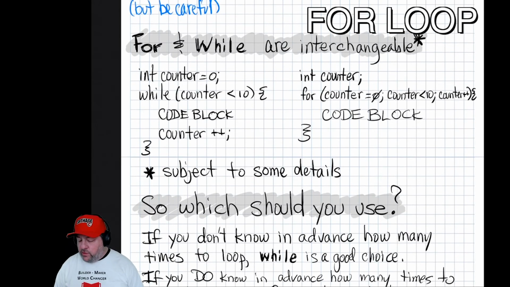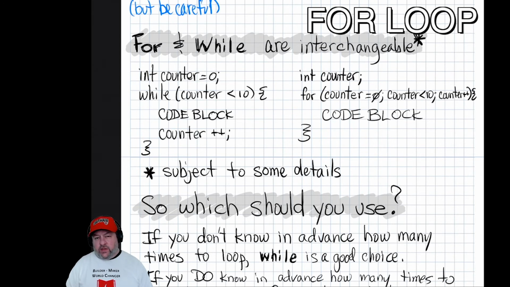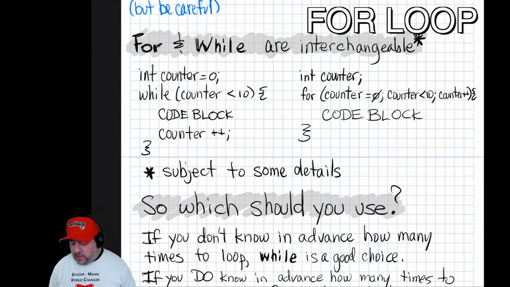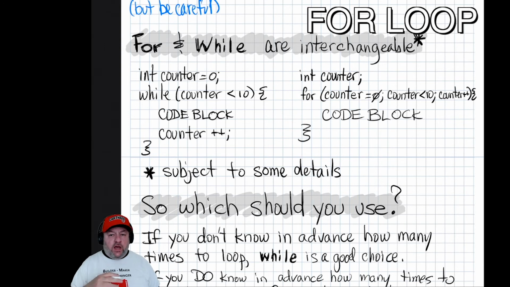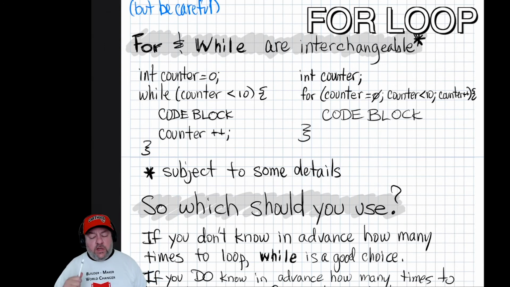Now let's take a look at how, except for some minor details, a while loop and a for loop are the same thing. So here's code on the left, which declares the integer counter to be a value of 0, and then says while counter is less than 10, and then the code block. But the programmer had to explicitly put the counter plus plus, the increment of counter, into the code itself, whereas on the right-hand side, the counter plus plus is part of the for loop statement.